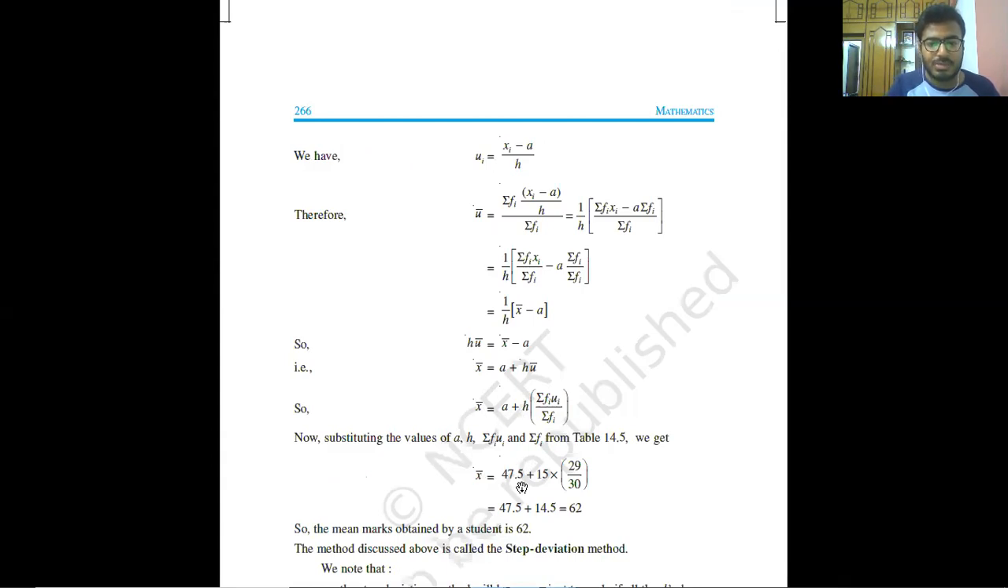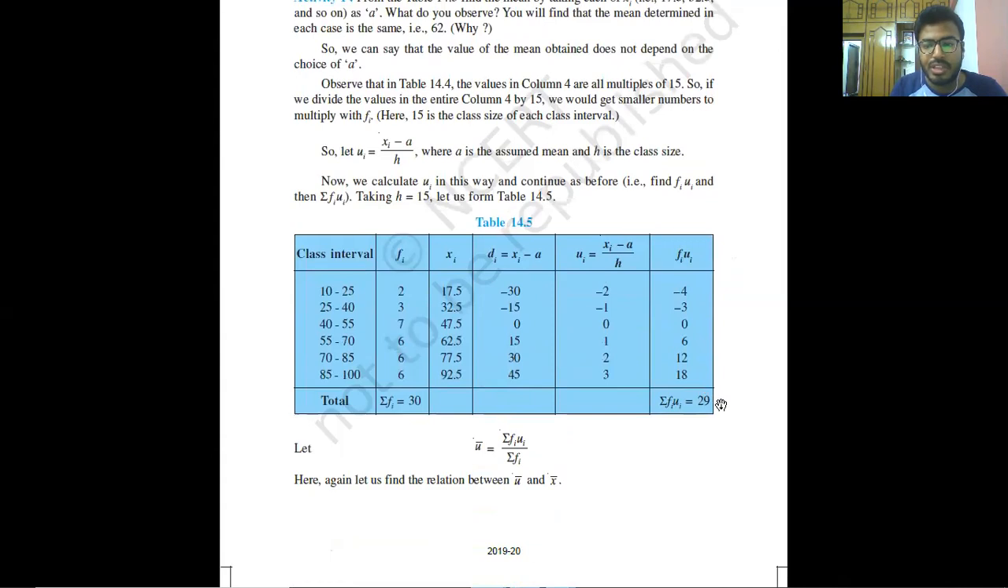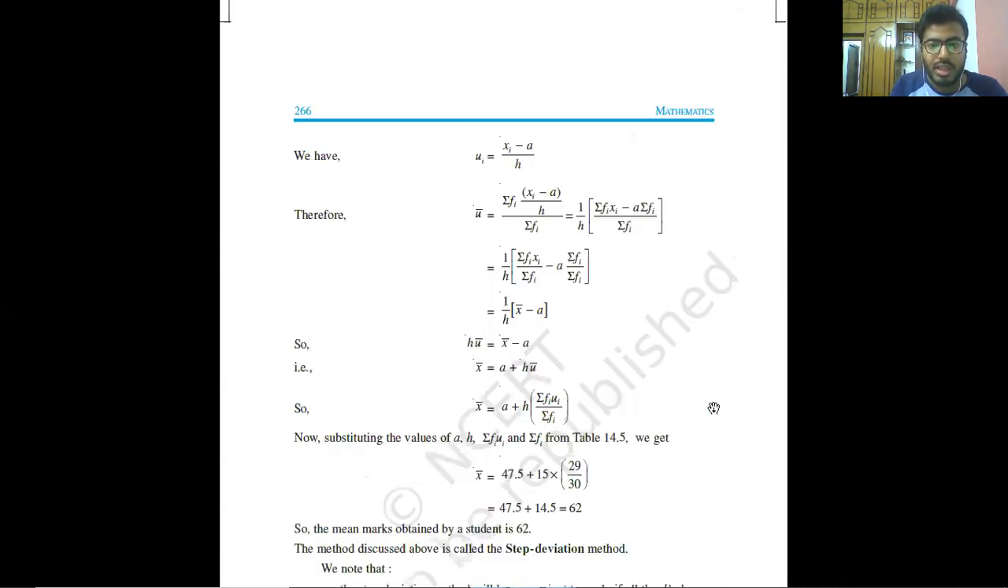Okay, so x bar, a you know already, we have taken as 47.5. h means how much will come? The class interval, how much will come? 15. Okay, now sigma fi ui, just look here, how much did you get? 29. And sigma fi you got how much? It is 30. So you are calculating this. Here 29 divided by 30 means 15 ones are 15, 15 twos are 30, you can do it. Then 29 divided by 2, you're getting 14.5. Then you're adding these two, 47.5 plus 14.5, you're getting 62. So the mean of the marks obtained is 62.